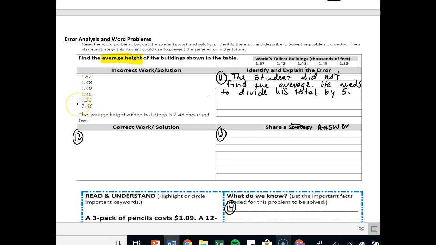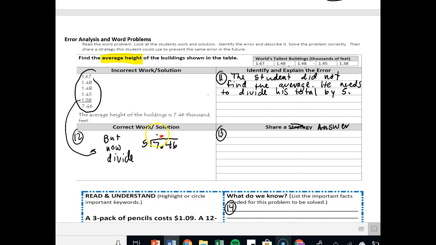It seems like it adds up correctly. So now the correct work means, okay, now take this, add it to here, but now divide. And that's what we've been working on today, right? So we're going to take our divisor. We said how many buildings are there? 1, 2, 3, 4, 5. 5. And divide it into our total, 7.46. Don't forget to raise the roof.